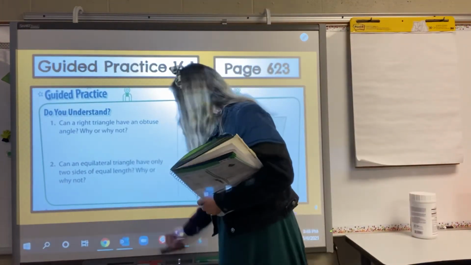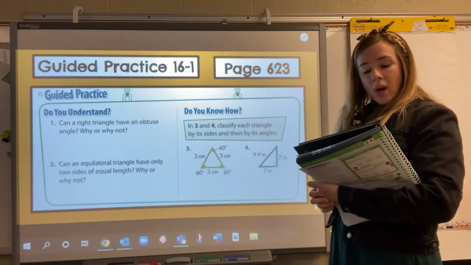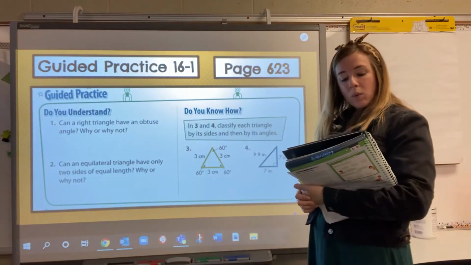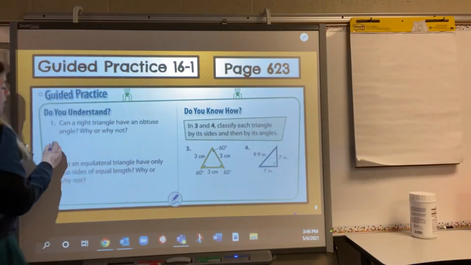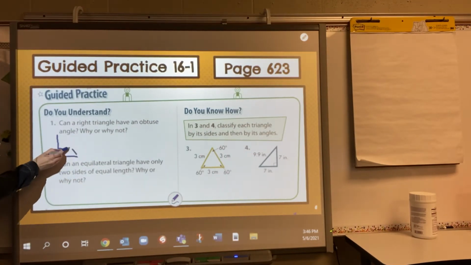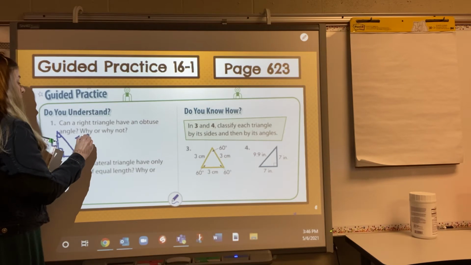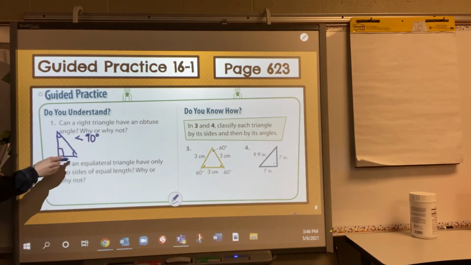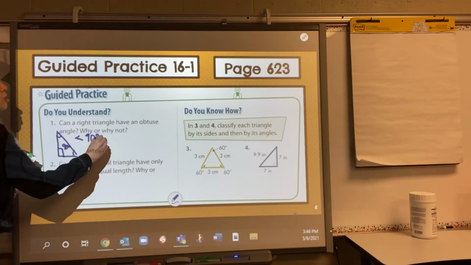Okay, let's go ahead and peek over to our guided practice. We are on page 623. Can a right triangle have an obtuse angle? Why or why not? So if I draw a triangle that has a right angle like this, the only way to connect it is like that, to draw that line across. These angles right here are less than 90 degrees. So none of these angles in here, this is exactly 90 degrees. None of those angles in there are going to be greater than 90 degrees, so no.